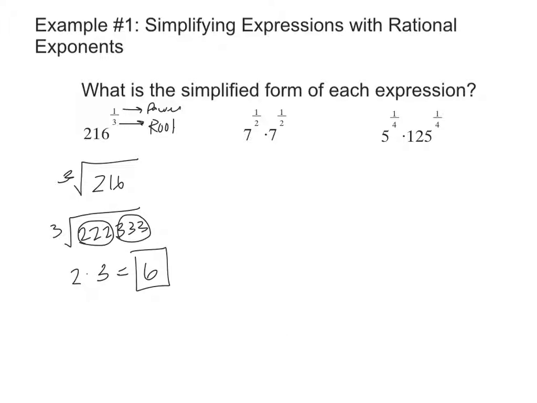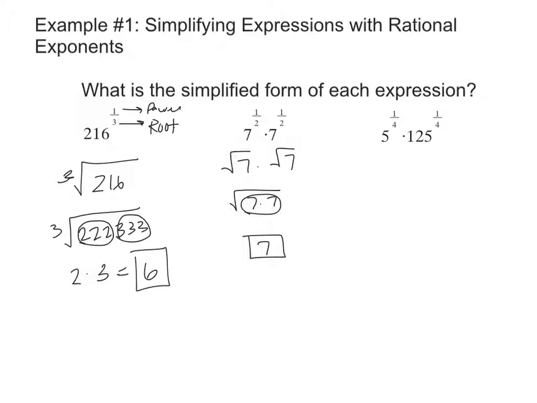All right, 7 to the 1/2. Remember, the numerator is the power, the denominator is the root. So this is really the square root of 7 times the square root of 7. We know because they have the same root that they can be put under the same radical sign. So the square root of 7 times the square root of 7 obviously is squared. So your answer is 7.